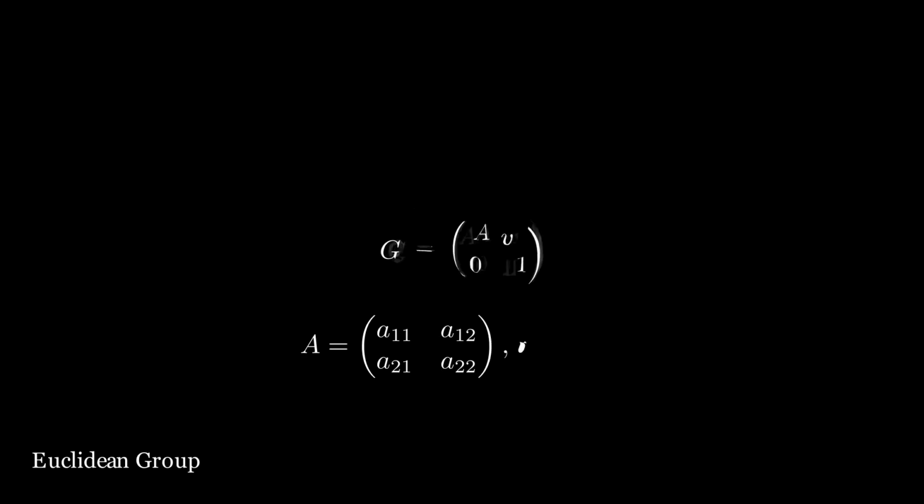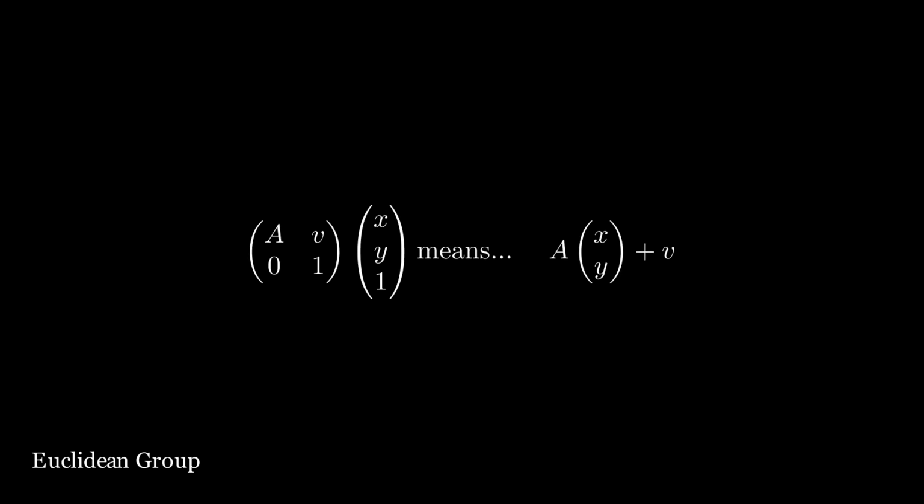We introduce a third component to an R2 vector and set it identically to 1. For example, the vector 2, minus 1 becomes 2, minus 1, 1. With this notation, the Euclidean group can be represented using matrices as follows. Here, the A part represents scaling and rotation, while the V part represents translation. When this is applied to a vector, it generally transforms as follows.